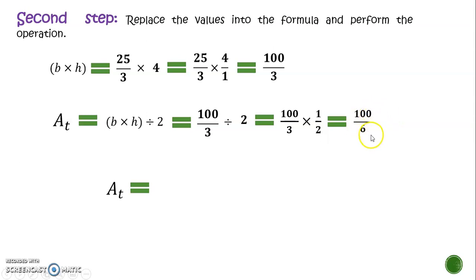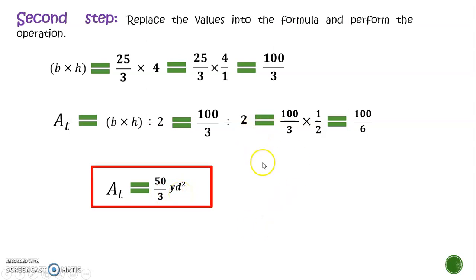But as you can see, both numbers are even, so we can divide by 2 the top number and the bottom number, and we can simplify the fraction to get 50 over 3. As long as we're talking about the area of a triangle, the units are going to be yards to the power 2, or square yards. So in this case it's square yards. Sorry, I wrote down square centimeters in here, but it was my mistake because the measure was in yards. So this is the final answer.